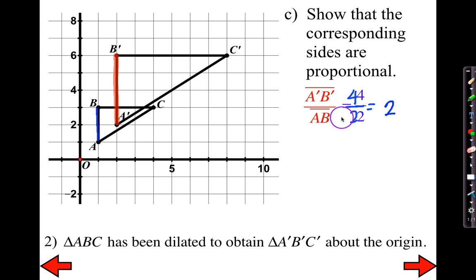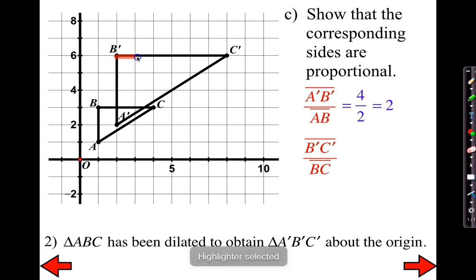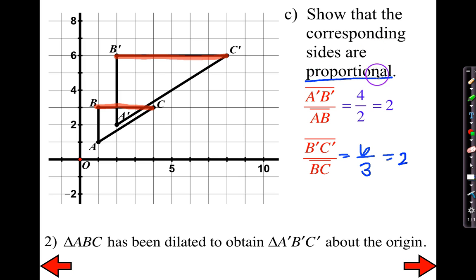Now I'm going to continue this with some more corresponding lengths, starting with B prime, C prime. Let's count how long this length is. So it's 1, 2, 3, 4, 5, 6. So this has a length of 6, and the length of BC is 1, 2, 3. So 6 divided by 3 is also 2. Okay, so far so good. Since they want us to prove that they are proportional, I do need to show that all of them have a ratio of 2. So I need to do the last line segment.